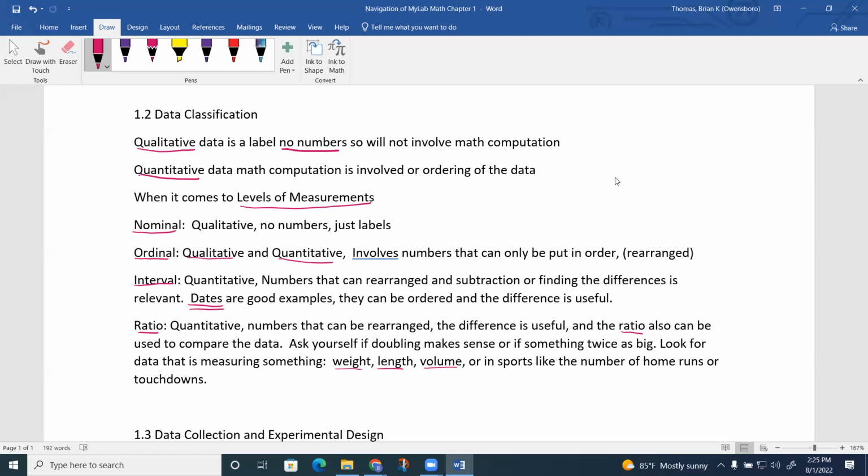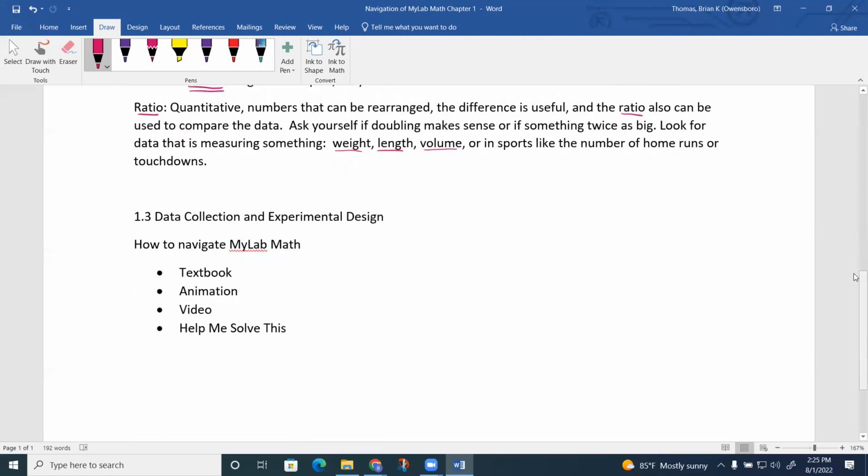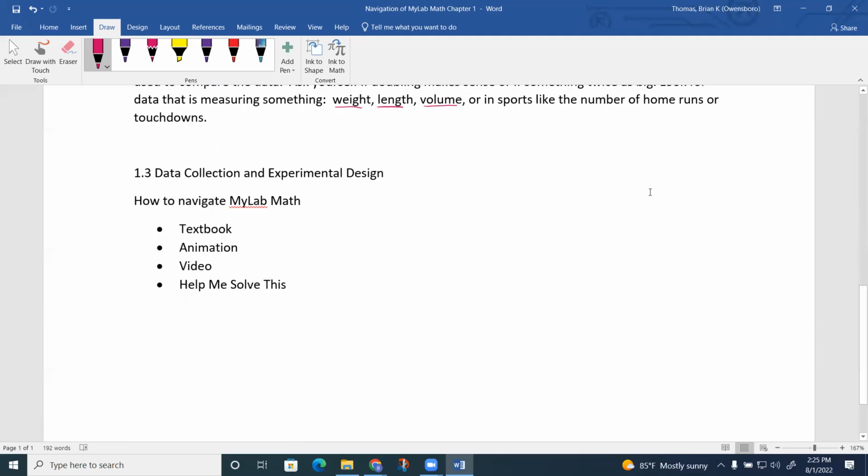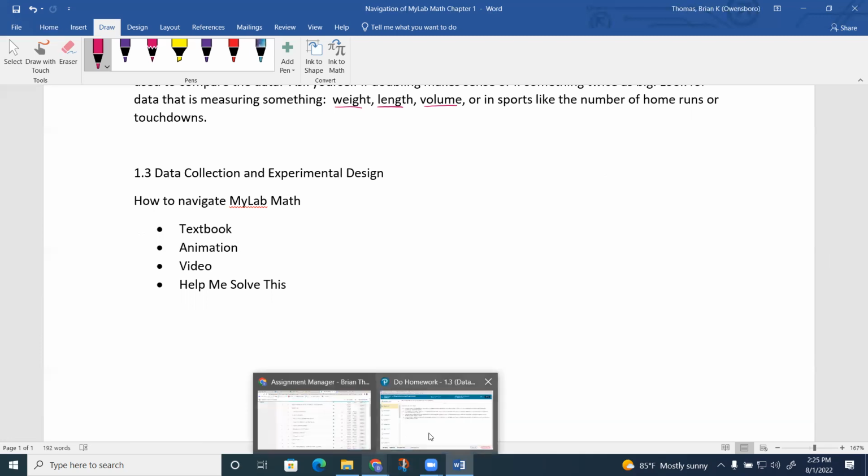So 1.3 would be the next section in chapter 1. I think that's the last section. What I want to talk about here in 1.3 is how to navigate MyLab Math. So if I go to MyLab Math, see if I can get you there.